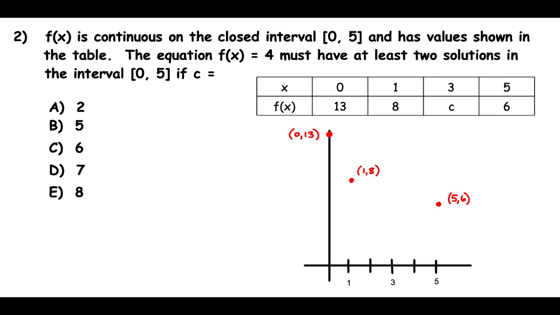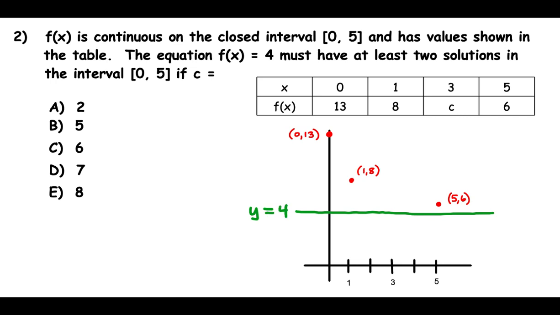And the question says the equation y equals 4, or f of x equals 4, and we know that is a horizontal line, must have two solutions in the interval 0 through 5 if c equals blank. All right, let me go ahead and draw y equals 4. I'll just draw that right across. I didn't label the y-axis, just because, again, this is not a work of art. This is just my thought bubble, if you will. Here's y equals 4.